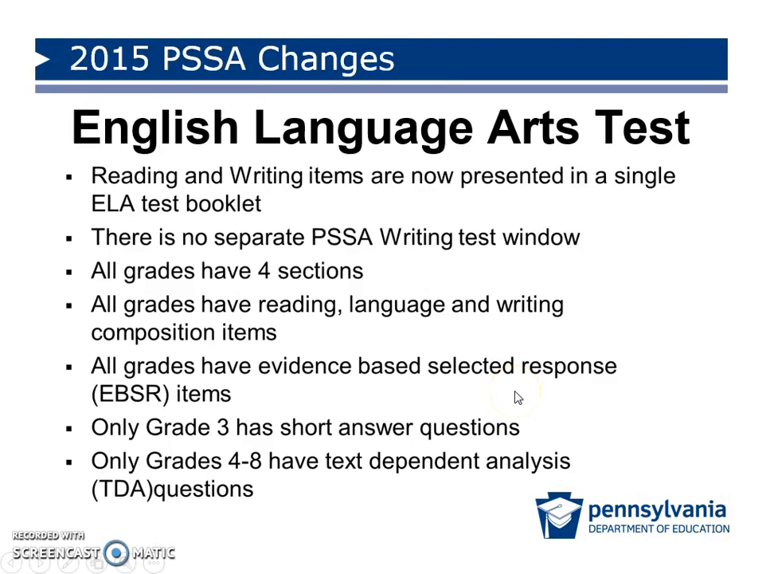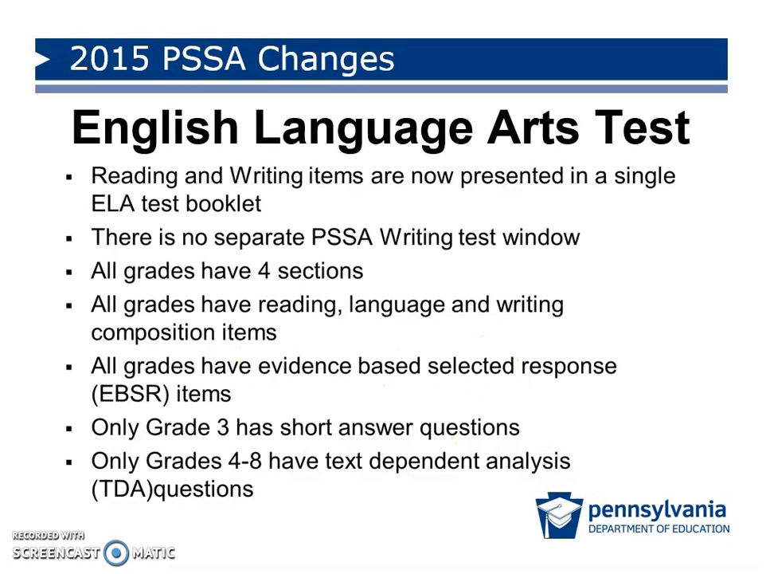And so all of them have reading. They have language, which incorporates really grammar, editing, spelling, conventions, and so forth. And then writing composition, where they're assessing the students' ability to write a narrative, opinion in grades 3, 4, and 5, or argument in grades 6, 7, 8, and then an informational or expository piece. So they are given one each year.